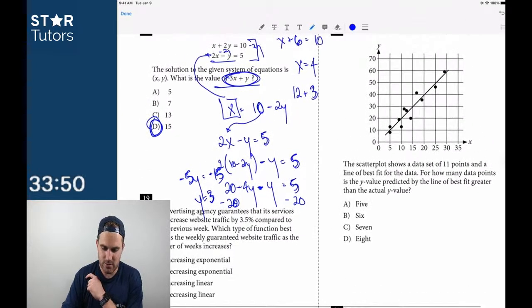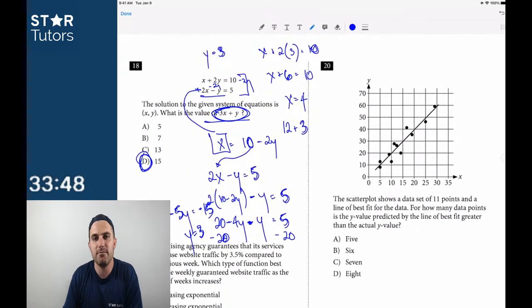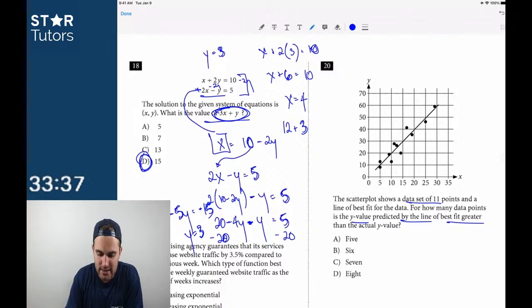19, I'm going to skip that one. Number 20, right away, it's a line of best fit again. It just is a linear equation. The data shows a set of 11 points and a line of best fit. For how many data points is the y value predicted by the line of best fit greater than the actual y value? So this is the line of best fit, right? The y value is right here. Every single one of these points is less than the line of best fit, right? So I think there's 5 for number 20. Yeah, I think there's just 5. It's just whatever's below the line of best fit.